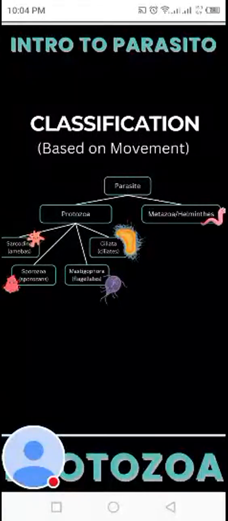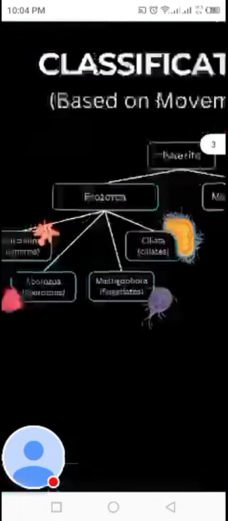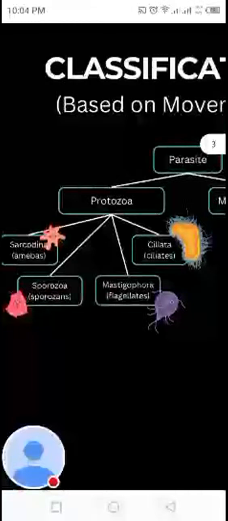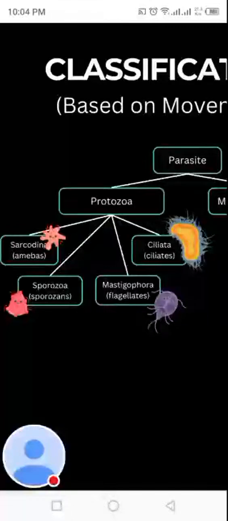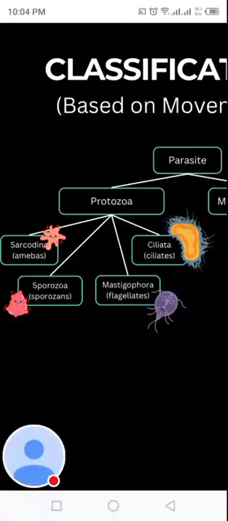Let's start with this slide, which is the classification of parasites, as I told you a little in the recent slide. Now we're going to focus on it in a little more detail, based on movement. The protozoan classification is divided into amoebas, that is Sarcodina, like this little cute orange amoeba you can see. It is also classified into Sporozoa, the spore-forming ones, and into Mastigophora, like flagellates.